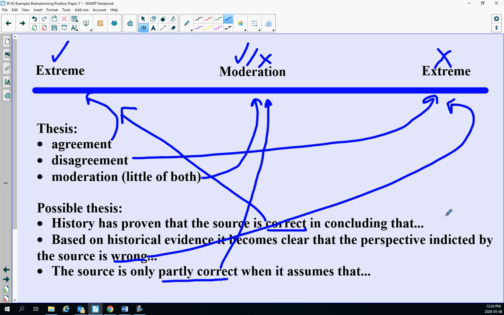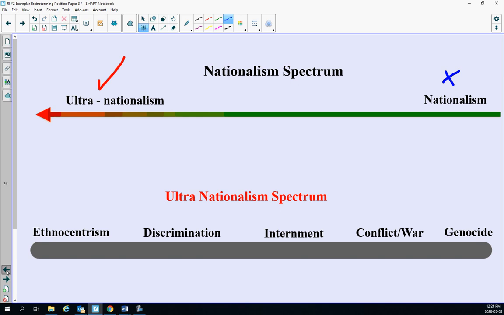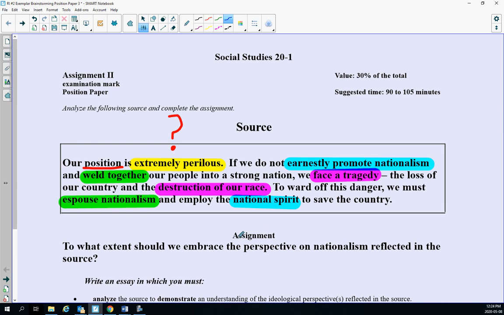Nowhere do you see the words I, me, or we. We're not going to use personal pronouns in our position paper. We want to avoid doing that. So your first step is to read that source. You need to interpret it. And then you've got to decide, where do you sit? What perspective do you want to take? And then you're going to take that perspective and defend it. And that is your thesis in the position paper. I hope we're good with all of this stuff so far.